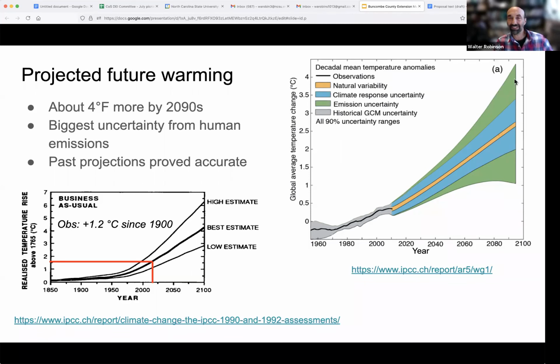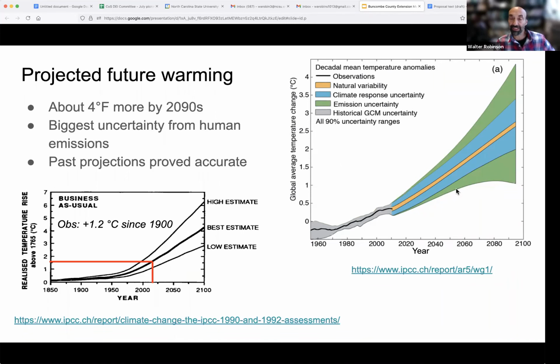But the big uncertainty is this green. And what's that green? That is, we don't know at all how much CO2 and other greenhouse gases we're going to put in the atmosphere in the future. I mean, at some level, this is a human choice. It's sort of a global human choice about how we choose to produce the energy we need, how we choose to power our various transportation systems.